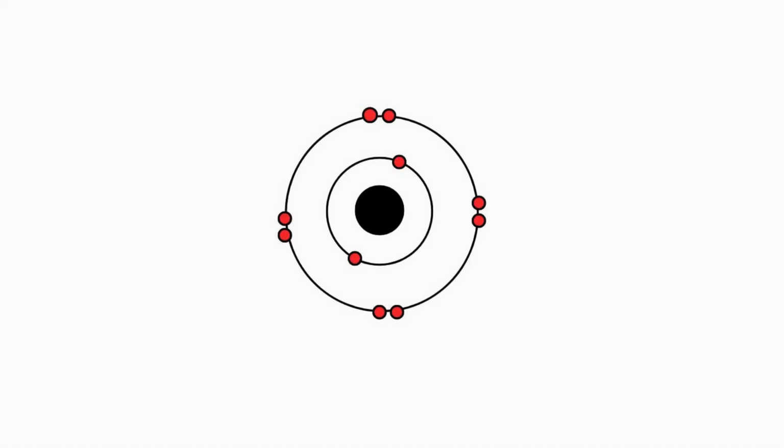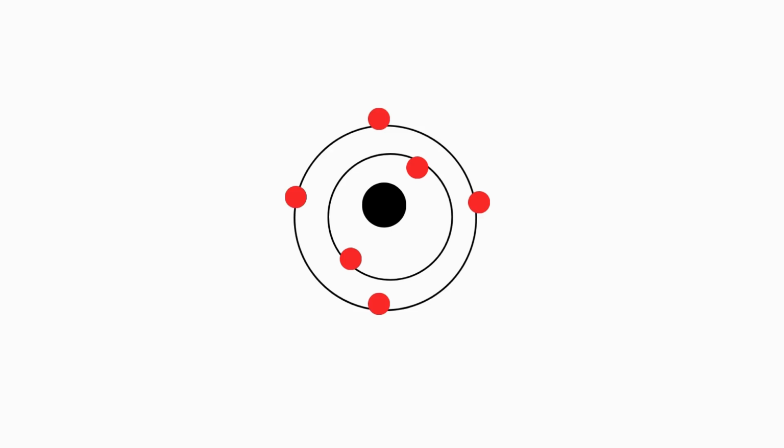Electronic configuration shows the arrangement of electrons in an atom. To write electronic configuration, we use Aufbau's principle. This principle states that electrons are filled into orbitals of lower energy before orbitals of higher energy. The principle is illustrated using this diagram.